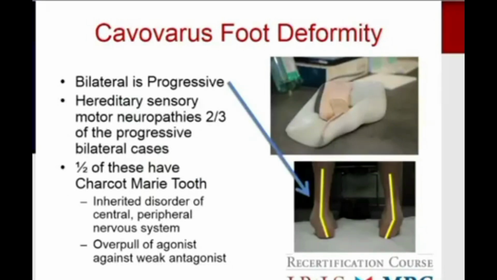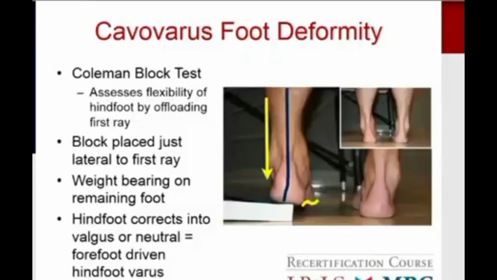Half of these patients with cavo-varus feet that are progressive have Charcot-Marie-Tooth disease. In that case, we know it's an inherited disorder of both the central and peripheral nervous system, and that overpull of an agonist against a weak antagonist causes a progressive cavo-varus deformity to develop.